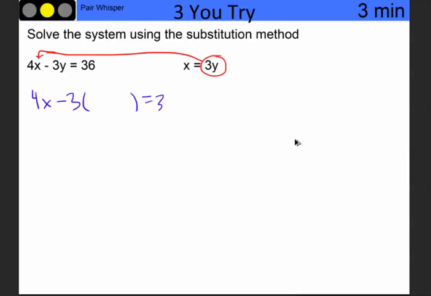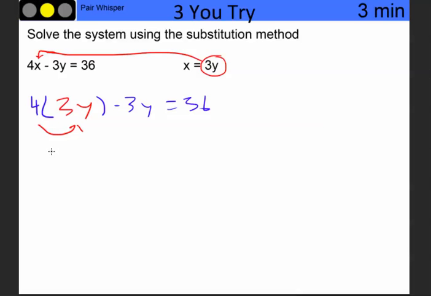Oh, I'm sorry. We're substituting this for x. So 4x minus 3y equals 36. I put 3y, substitute 3y in place of x.